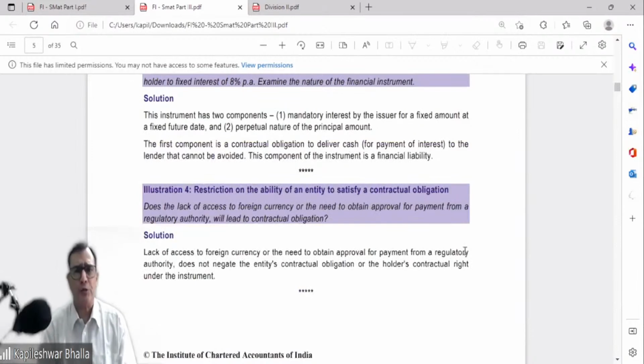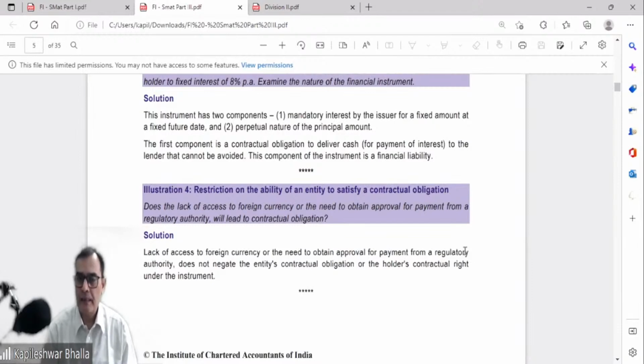Let's have a look at illustration 4, which is based on this clarification. It says, does the lack of access to foreign currency or the need to obtain approval for payment from a regulatory authority lead to a contractual obligation?